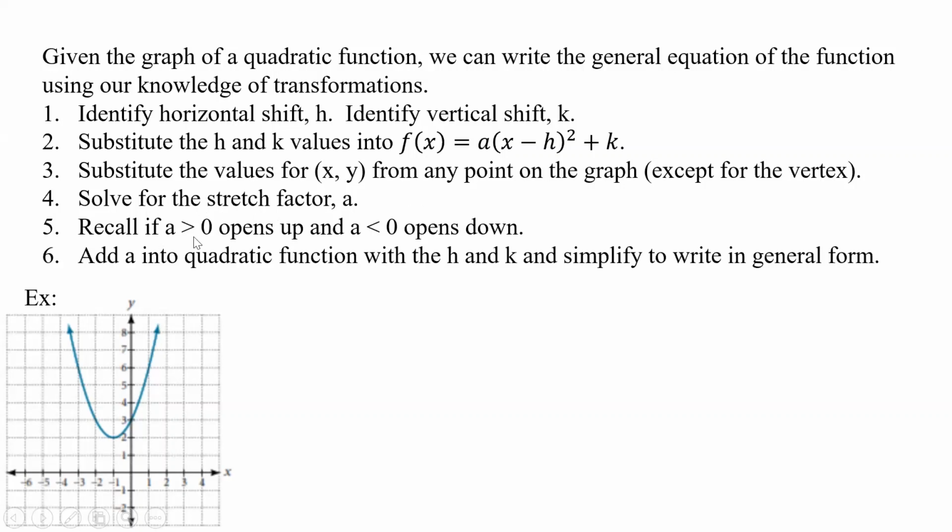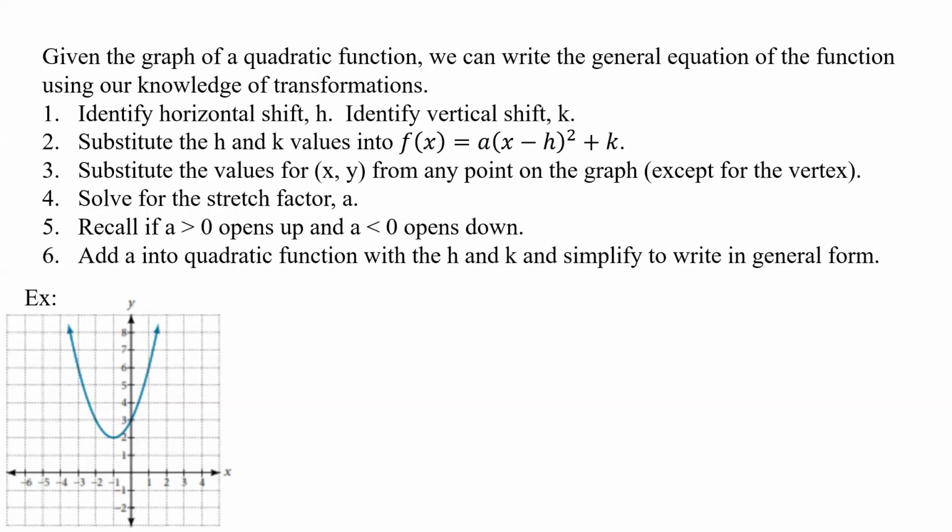Now remember, if a is greater than 0, it opens up. So if you're getting an a that's not greater than 0, then you've done something wrong. And a less than 0 opens down. So if you're going to get a graph like that, you'd better have an a less than 0. Then we add that a back into the quadratic function, put our x and f of x back in. Then we square whatever this is, multiply it by the a, add whatever the k is, and write it into general form.